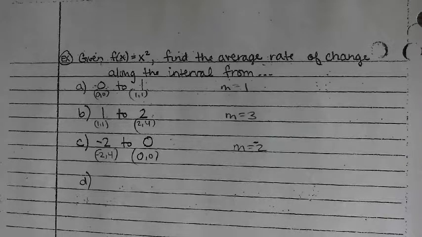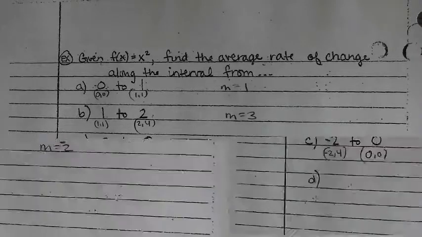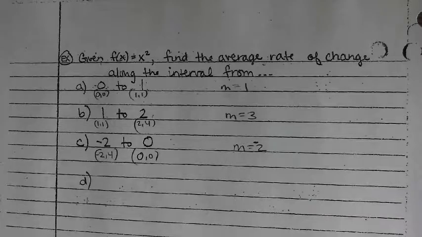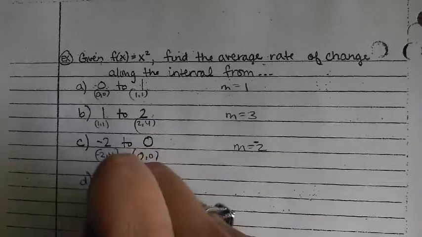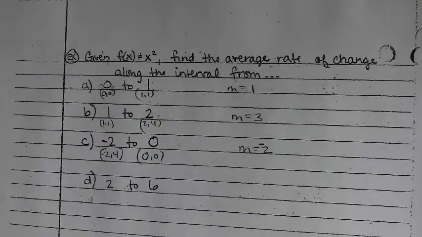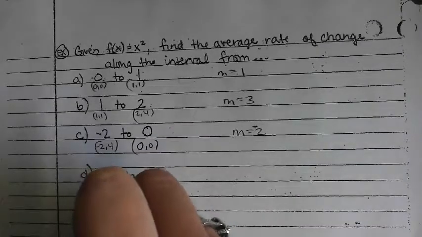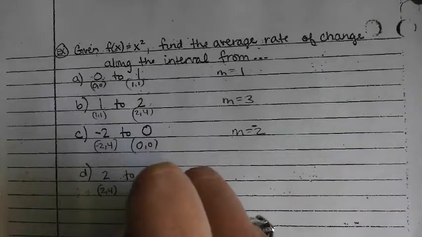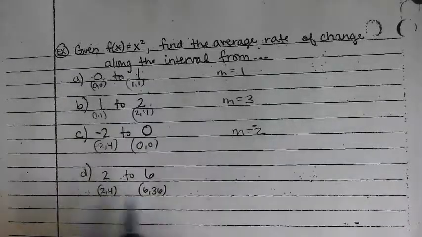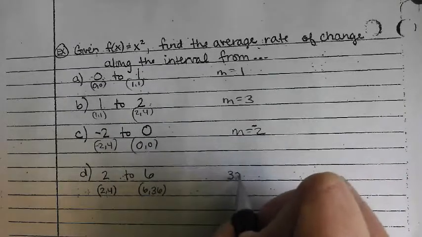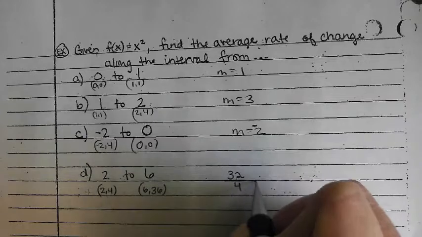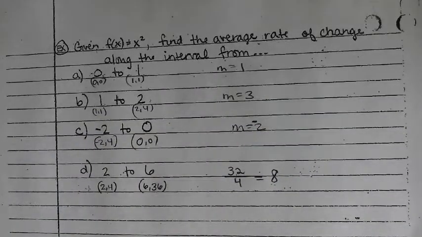3 of them happening is a little more convincing. I still think it's a coincidence, but let's check something random. Let's go 2 to 6, which by his logic or suspicion would have a slope of what, Andrew? 8. So let's see if that happens. 2, 4, and 6, 36. 36 minus 4 is 32 over 4 is 8.